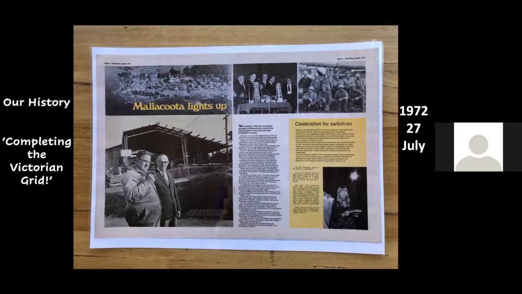Mallacoota was the last privately owned supply in Victoria, and connecting power to the picturesque Gippsland township was no mean task. The commission had to build 51 miles of power lines from Cann River through Genoa and Gypsy Point to Mallacoota and erect 27 distribution substations.